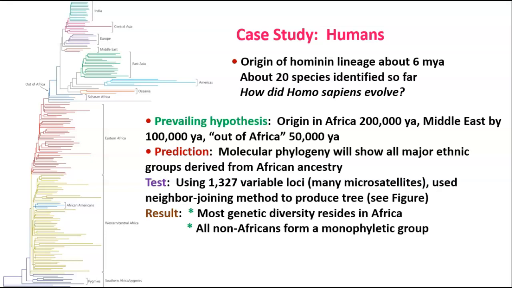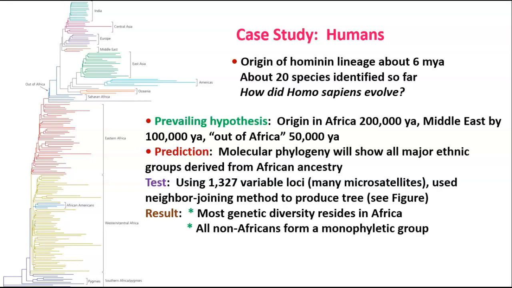So we know from the fossil record that our hominin lineage, the lineage that is the sister taxon to chimpanzees and bonobos, which includes lots of extinct species of human-like creatures, originated about 6 million years ago, and about 20 species have been identified so far. But how did our own species evolve since coming into being? How has Homo sapiens evolved essentially at the population level?